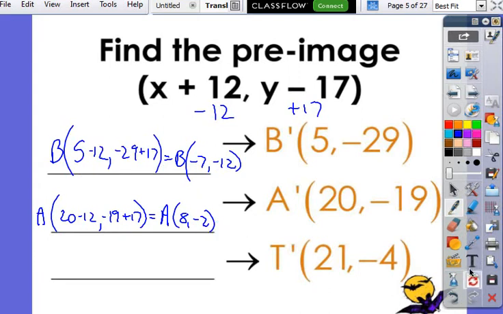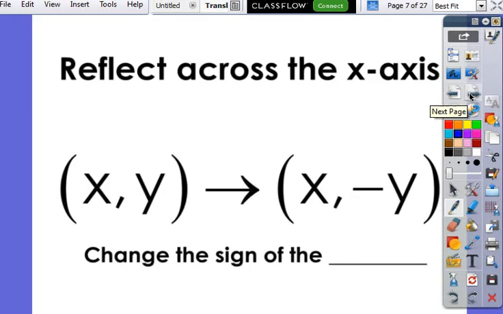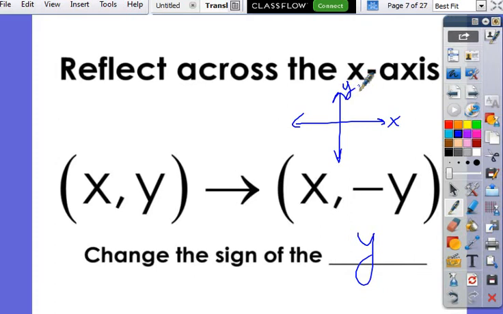All right, reflections. To reflect across the X, what does the rule tell me to do? Change the sign of the Y. Which direction is this going to reflect? If I reflect across the X-axis, it's going to flip up or down. If this one is here and I reflect across the X-axis, it's going to wind up down there. If it starts in the bottom, then it's going to reflect up to the top. So reflecting across the X-axis is up or down.